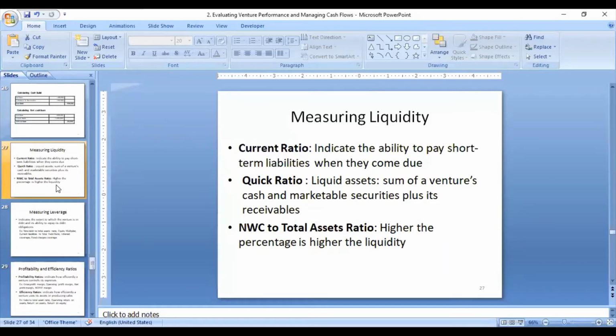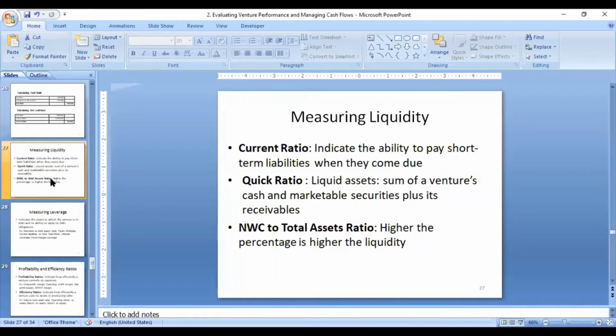Amma, can you explain this ratios part for the students? When it comes to traditional liquidity ratios, normally we calculate the current ratio, quick ratio, and net working capital to total asset ratio. The current ratio, you know how to calculate. We divide the average current assets by average current liabilities. So it indicates whether the firm can pay its short-term liabilities when they come due with its current assets.